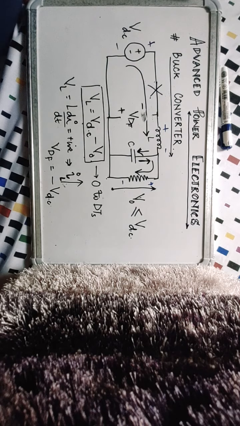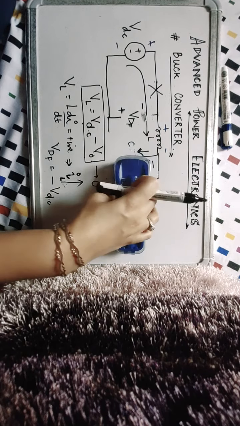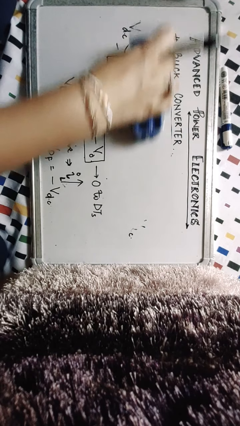Okay, so this was about the energy storage interval. Now the pulse is withdrawn at DTS, and let's see how the circuit looks like.